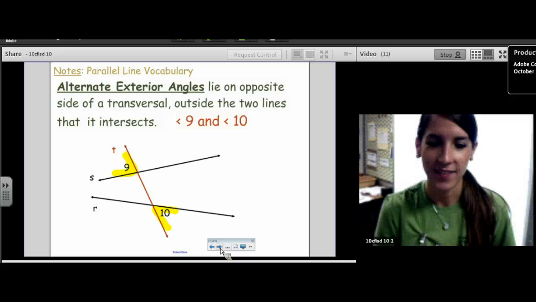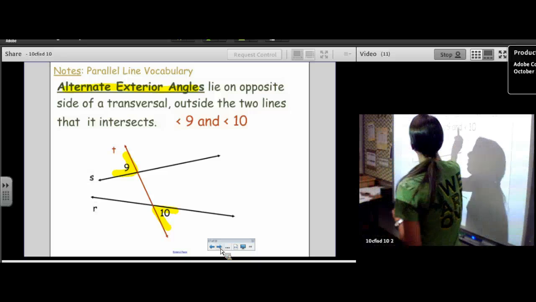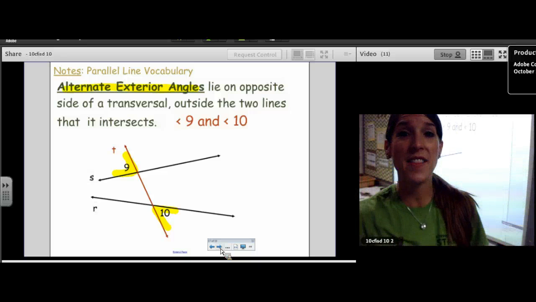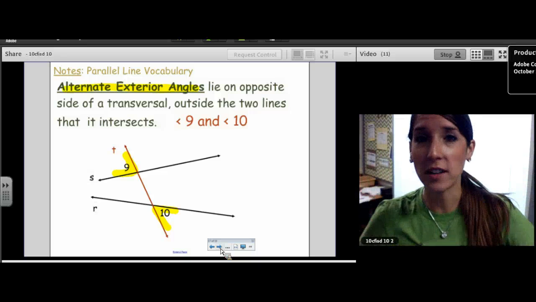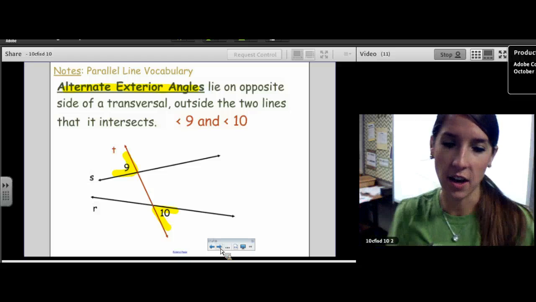Okay. Alternate exterior angles are as far away as you can get from each other. So it's like they had a big fight and they're like, I don't want to see you anymore. And they both walked in different directions. They're as far away as you could get, alternate exterior angles.